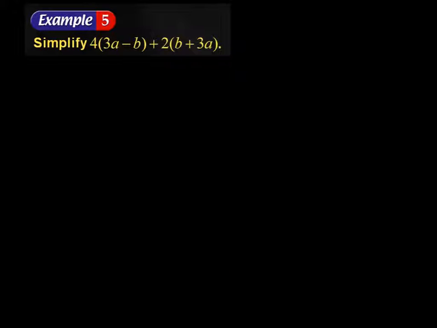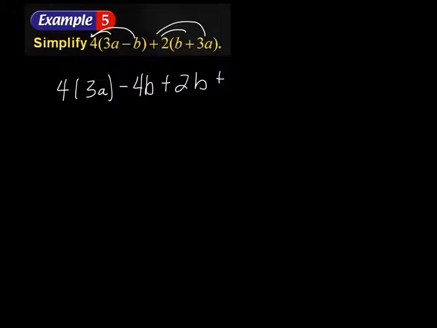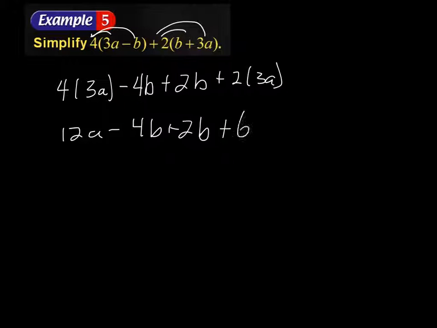I'm going to simplify using the distributive property. We're going to take 4 times both terms inside the first parentheses, and then 2 times both terms inside of the second parentheses. So we have 4 times 3a minus 4 times b plus 2 times b plus 2 times 3a. 4 times 3a is 12a, minus 4b, plus 2b, plus 2 times 3a is 6a. Combining our like terms, 12a plus 6a is 18a. Negative 4b plus 2b is negative 2b. The a's and b's are not like terms, so we are done.